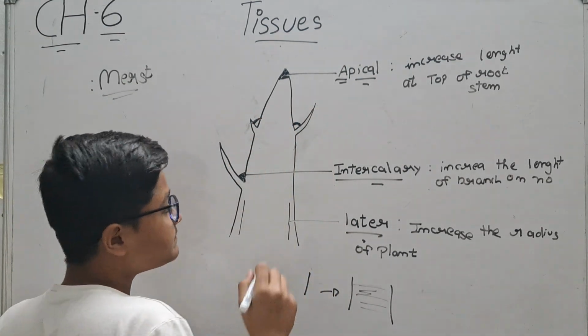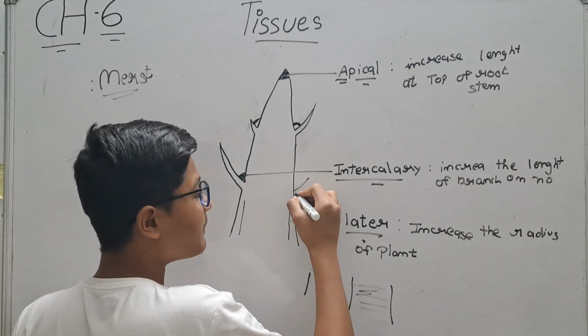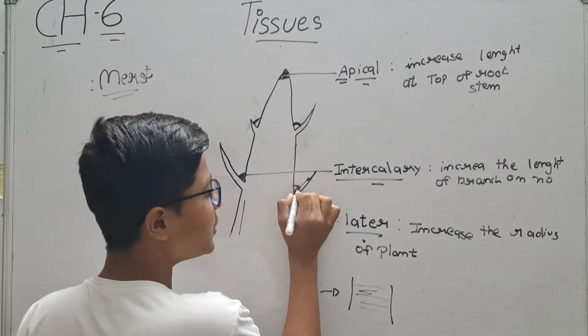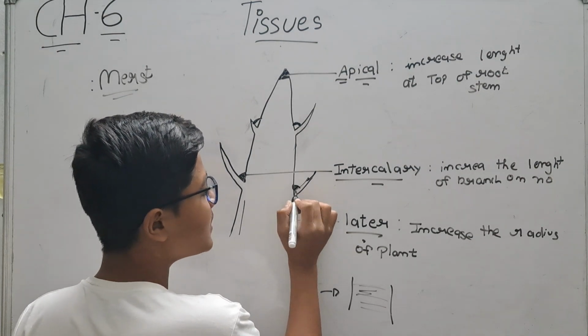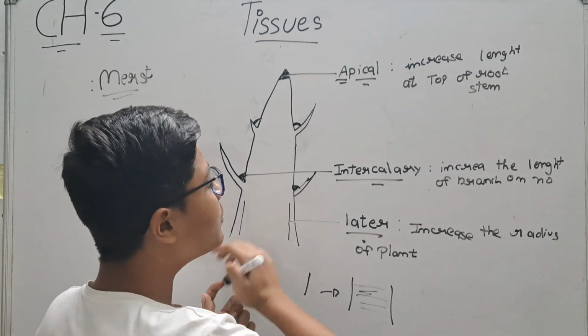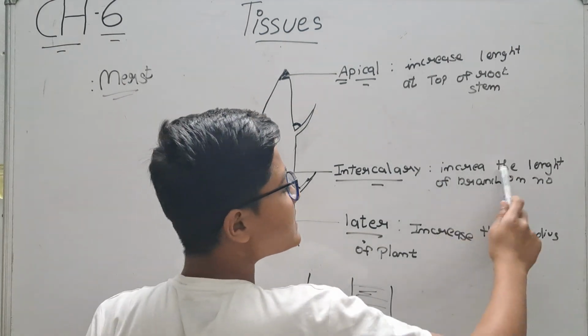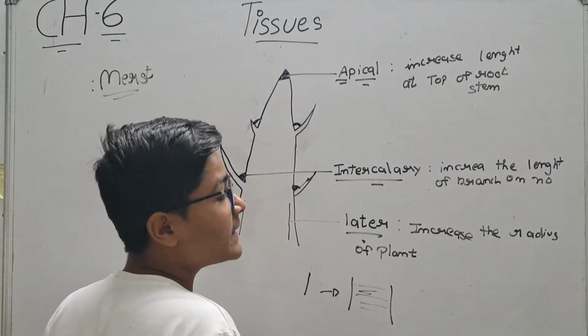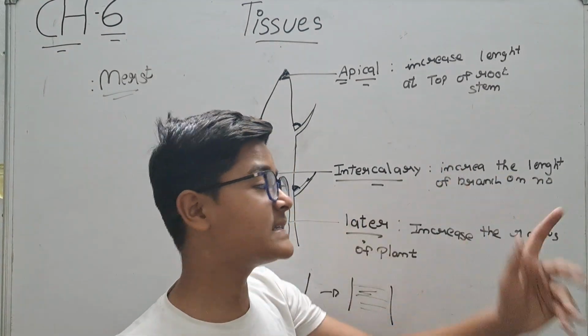This is called nodes. A new branch grows from here, because of the intercalary meristem present between them. Due to the intercalary meristem the new branch is formed, increasing the length of the branch as well as its number.